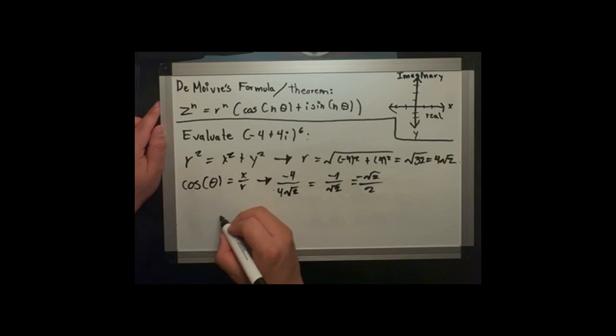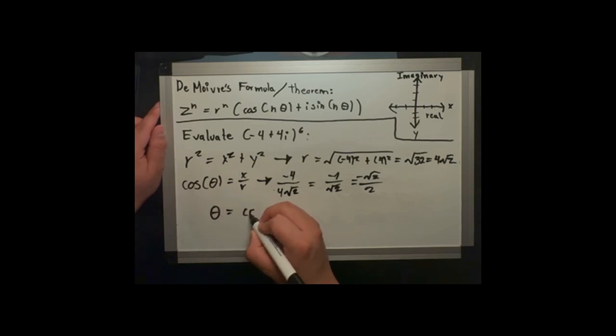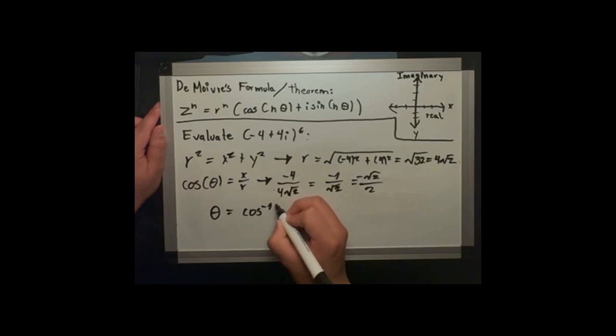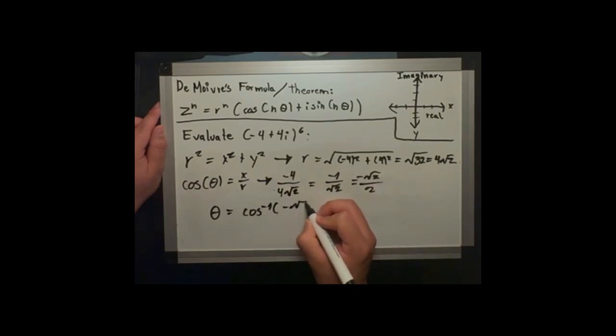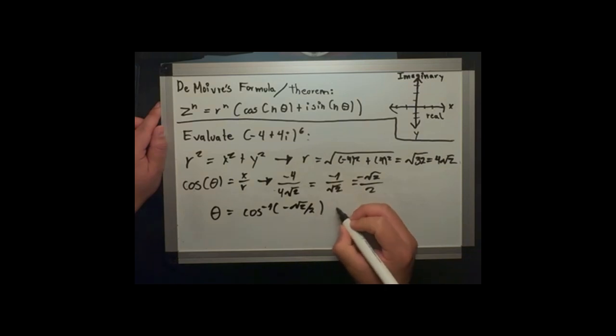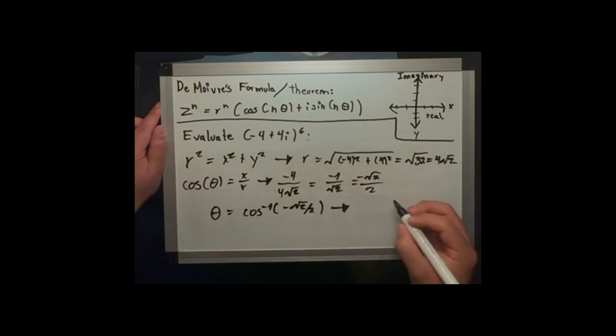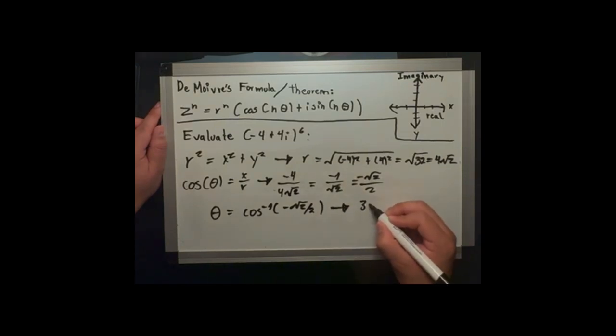And we can now solve for this. So this is going to be theta. It's going to be equal to the cosine inverse of -√2/2. And if you were to put it in a calculator, you would find that the angle is 3 pi over 4.